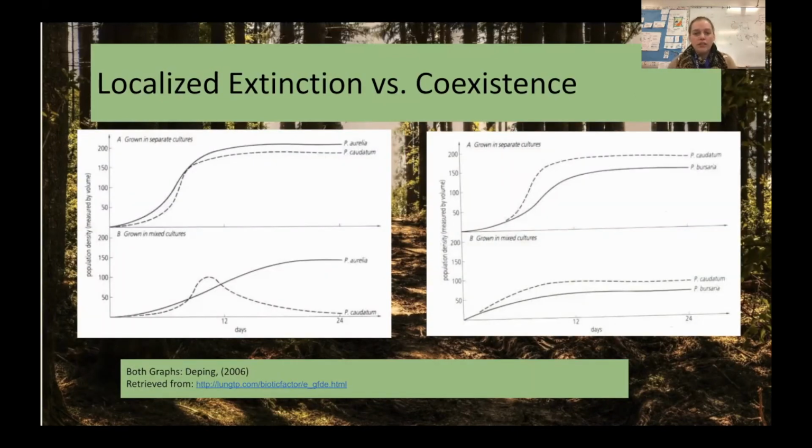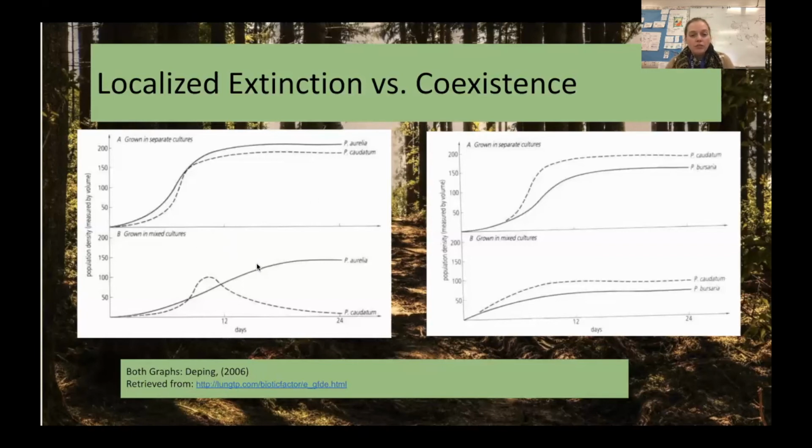When you look at competition graphs, you'll always look at how these organisms grow alone versus how they're grown together. So here we have two species of Paramecium, Aurelia and Caudatum. They grow just fine when they're alone. So that tells us that the Aurelia doesn't need to eat the Caudatum or vice versa, because they're not in the same petri dish at this point and they're growing just fine.